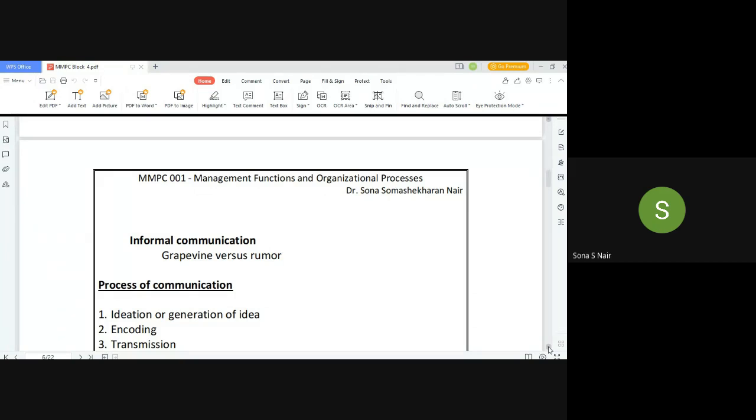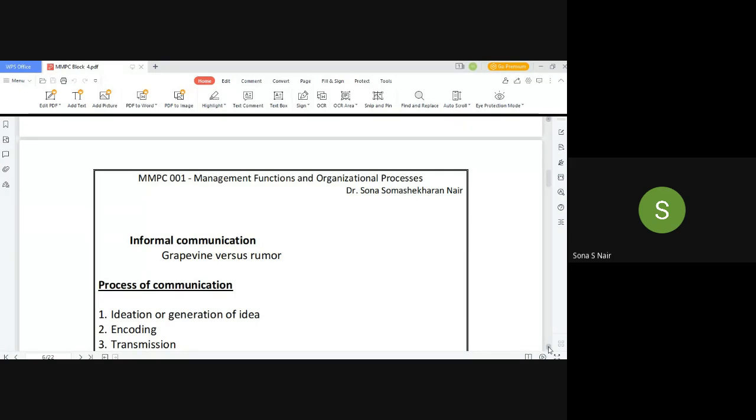Or about some kind of problem which needs to be handled, which is not clearly visible as far as formal organization is concerned. So grapevine is that kind of communication. When friends talk to each other, they pass on information. That information might be useful for the organization in that way.